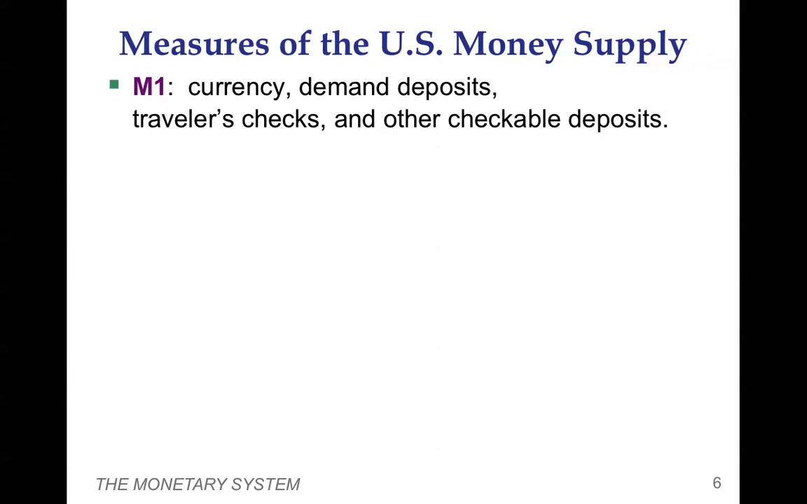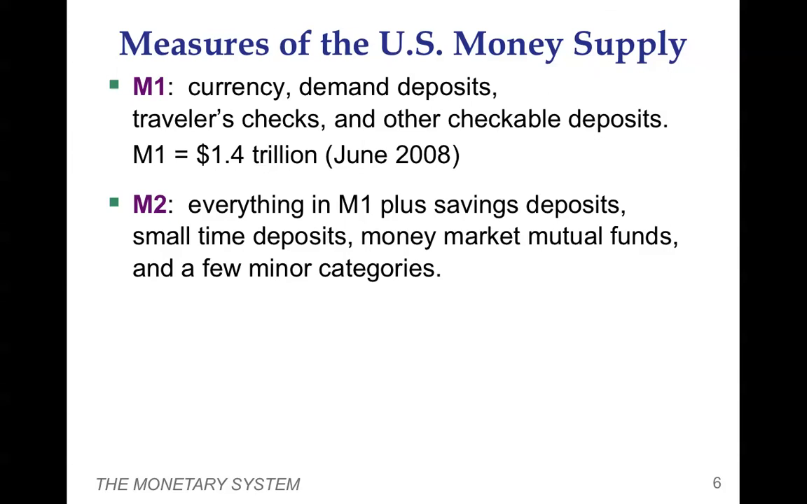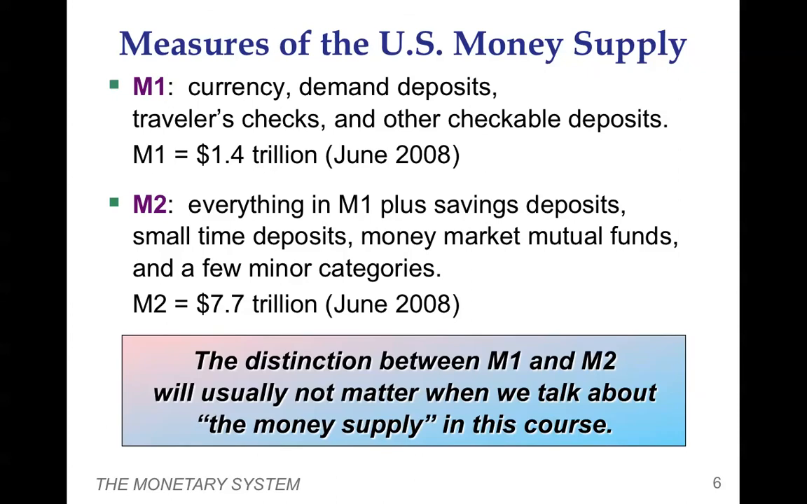Measures of the money supply: M1, currency, demand deposits and other checkable deposits. M1 was equal to 1.4 trillion in June 2008. And M2, everything in M1 plus savings deposits, small time deposits, money market mutual funds, and a few minor categories. M2 was 7.7 trillion. And the distinction between M1 and M2 usually will not matter when we talk about the money supply in this course. So money is money.